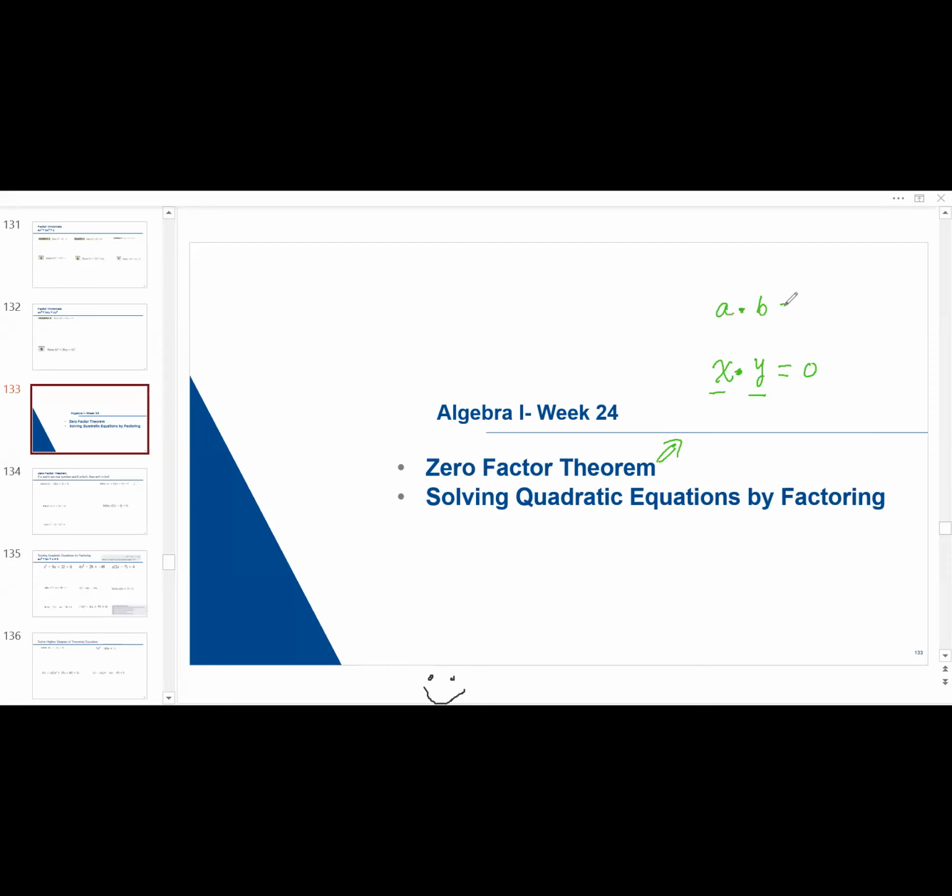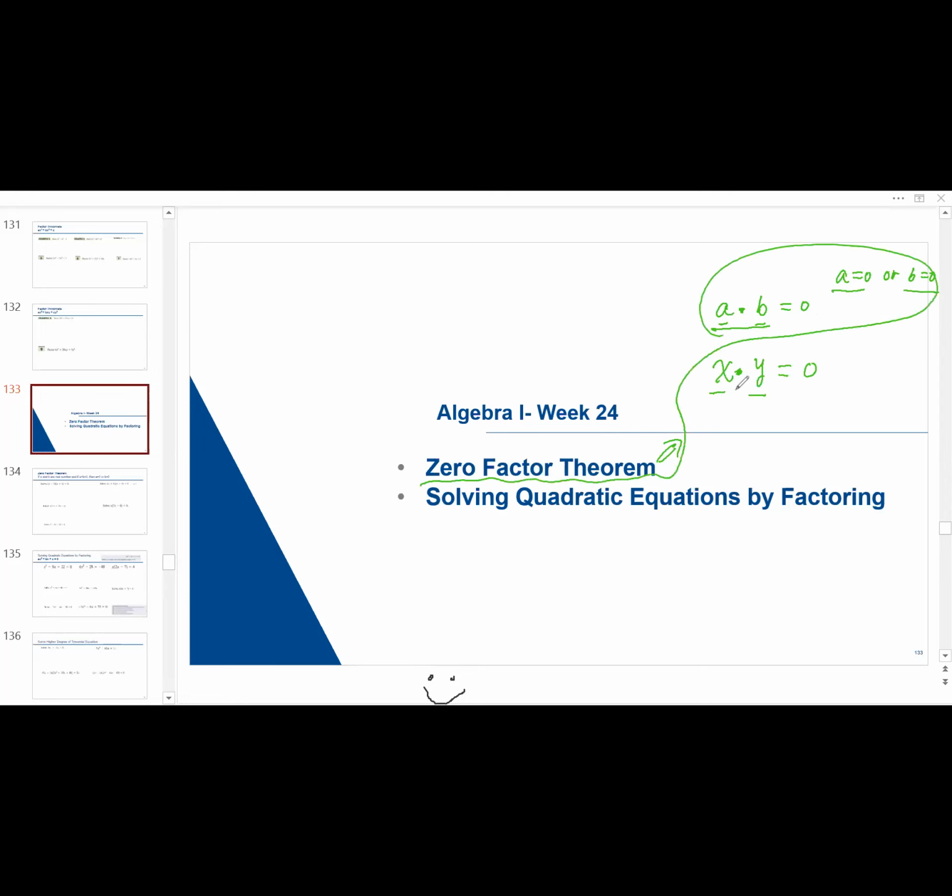Think in your mind, what can make this become 0? The theorem here is that at least one of them needs to be equal to 0, right? You can have A equals 0 or B equals 0. All right, this is called the zero factor theorem.